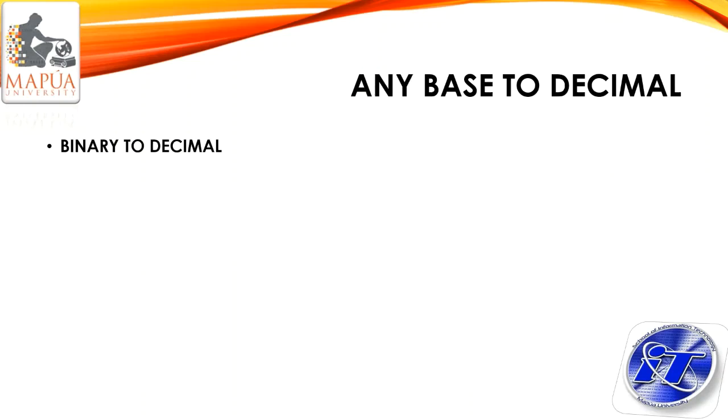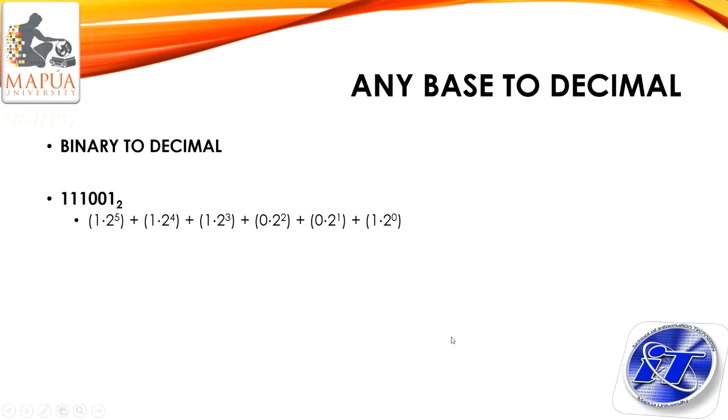Let's have another example. 111001. This is a whole number, so the radix point is on the rightmost side of the given. This position will have a power raised to 0. So the result will be 2 raised to 0, 2 raised to 1, 2 raised to 2, 2 raised to 3, 2 raised to 4, 2 raised to 5. Multiply each digit to its positional value, get the products, get the sum, and the equivalent is 57 base 10.